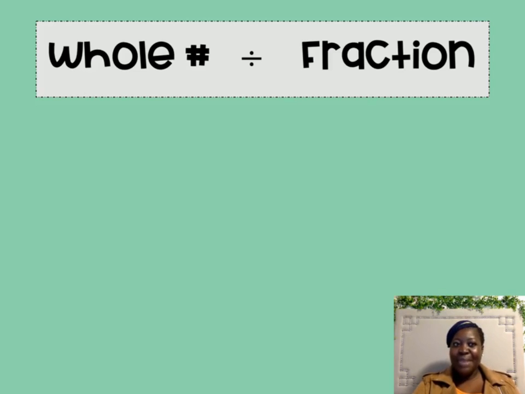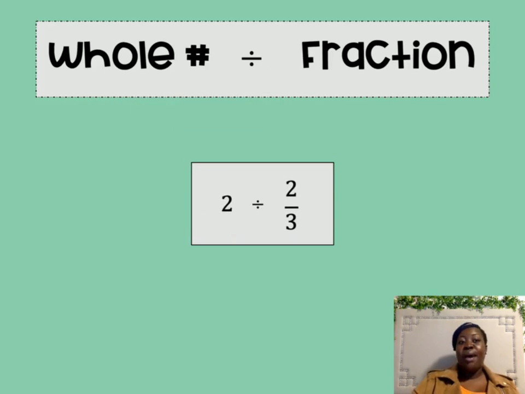In this lesson, we are going to talk about how to divide a whole number by a fraction. But what does this mean? This means that you have a whole number in the beginning and then you have a fraction. If we were to use directions, we would say that we have a whole number on the left and we have a fraction on the right.